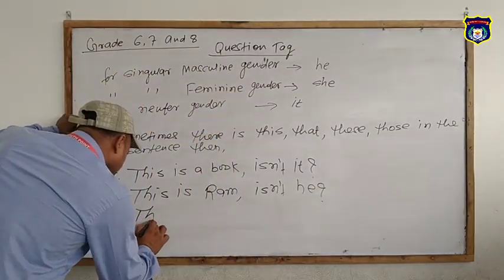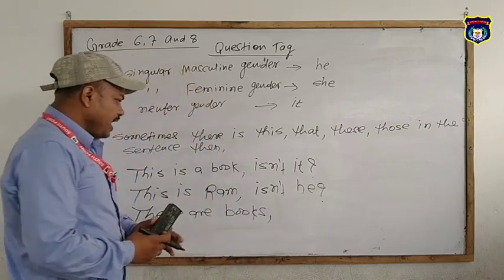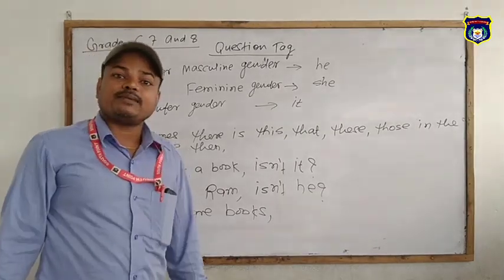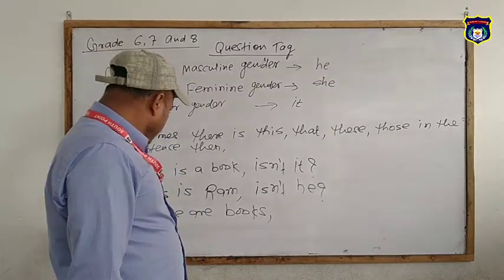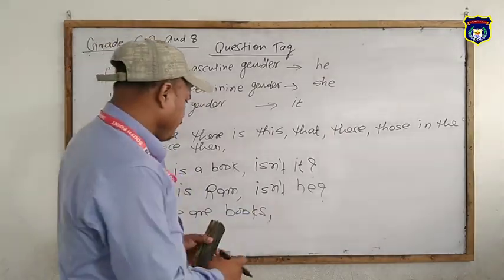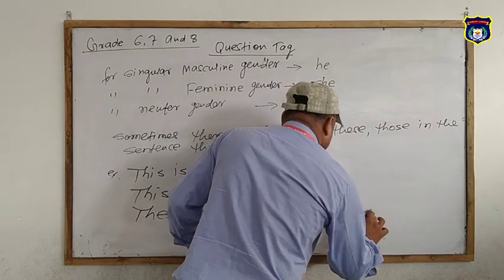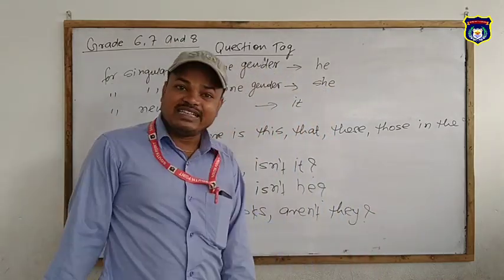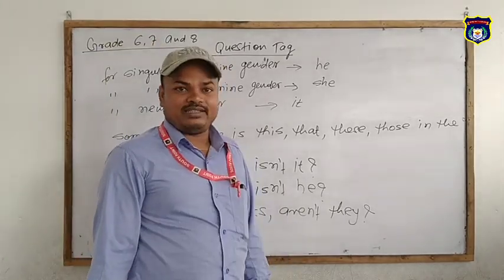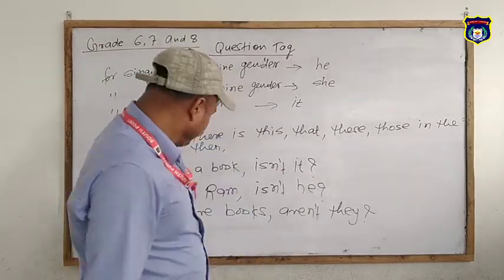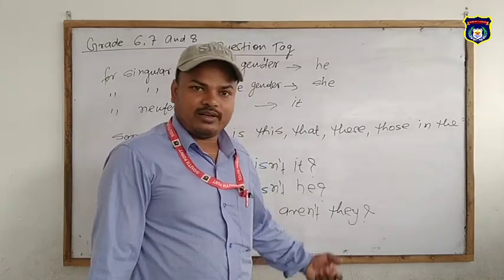But sometimes these is given. These are books. This is a plural subject, and books is also plural. Here, aren't they? Or you can also write aren't these, but it is not prevalent nowadays. Aren't they is prevalent. Those are students. So, aren't they? You can also write.